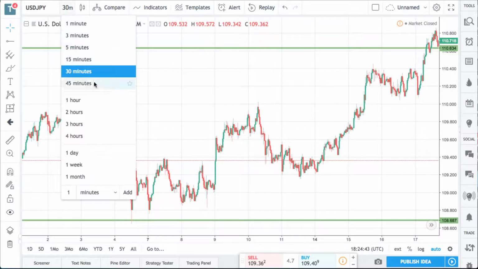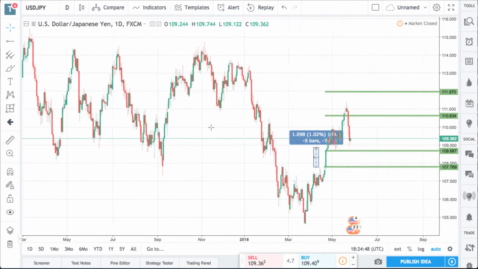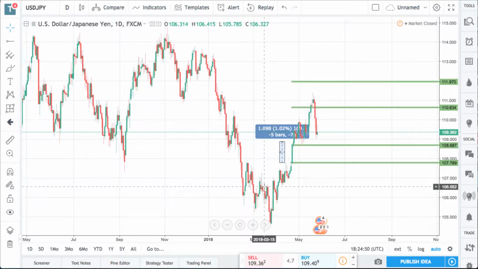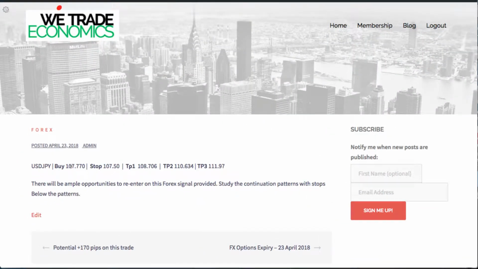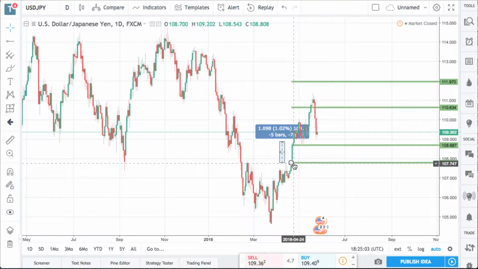So, the dollar yen trade. Let's go on the daily chart. Alright, there we are. Dollar yen was a buy position at 107.77, targeting 111.97. Right at the beginning of that day, I entered a long position at 107.77, and I am targeting 111.94.